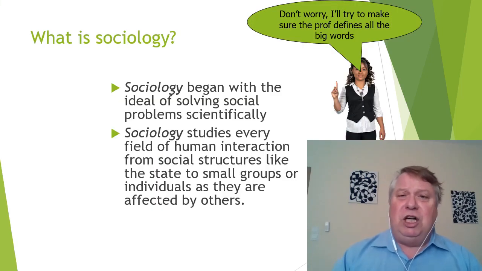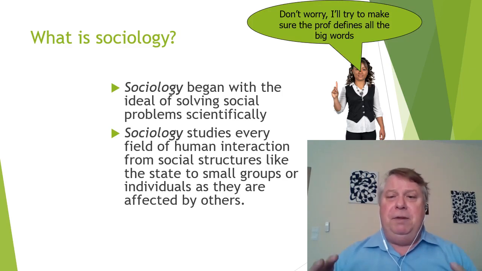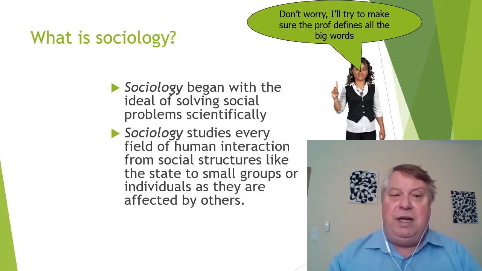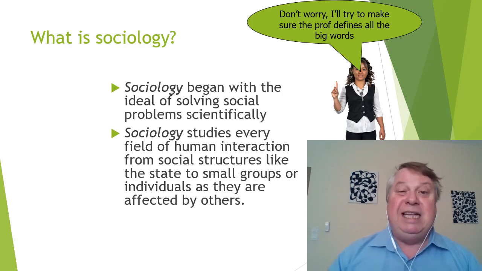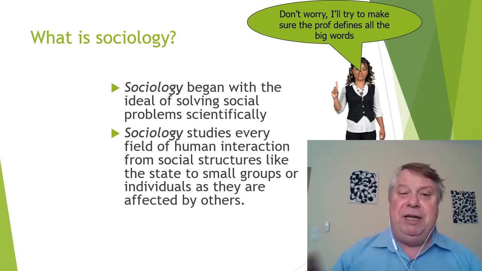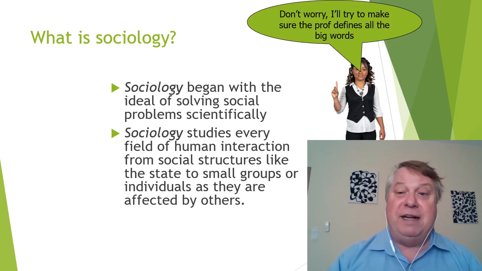So what is sociology? Sociology is a field that began with the ideal of solving social problems scientifically. It studies every field of human interaction, from social structures like the state to small groups or individuals as they are affected by others.